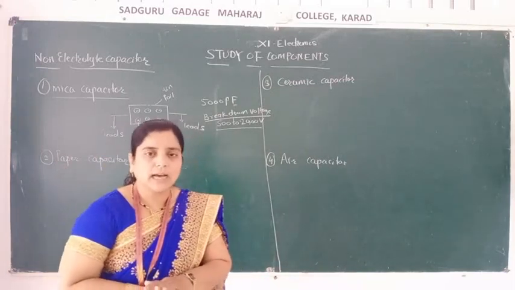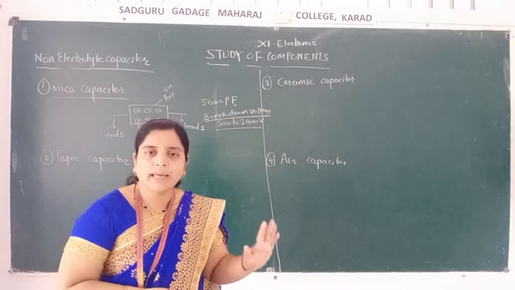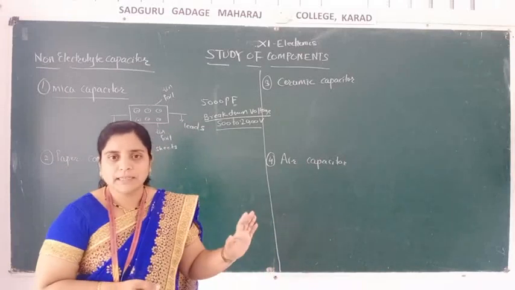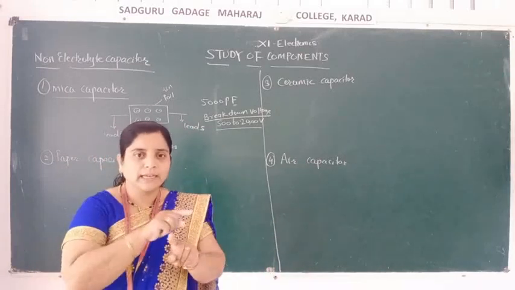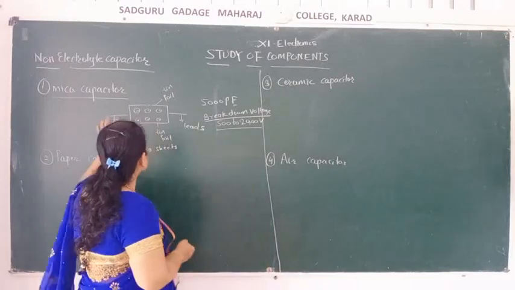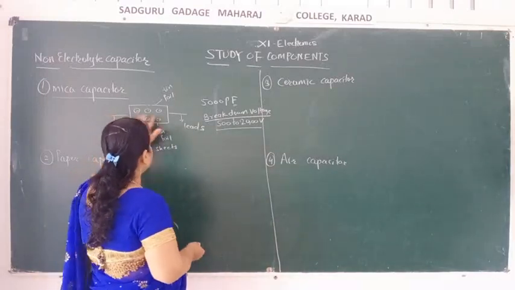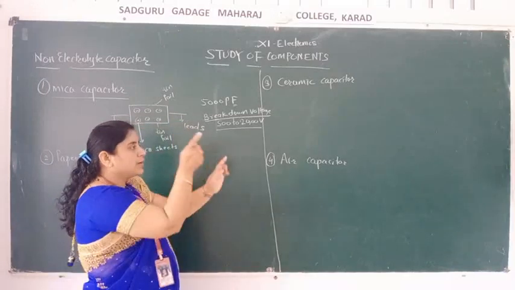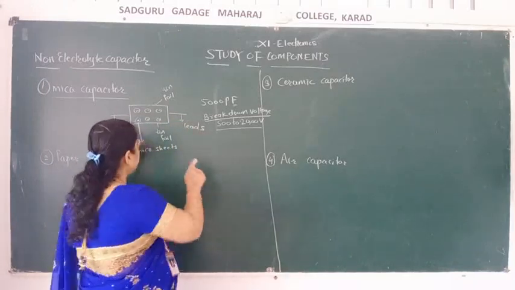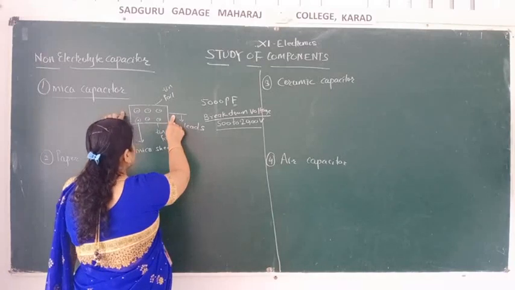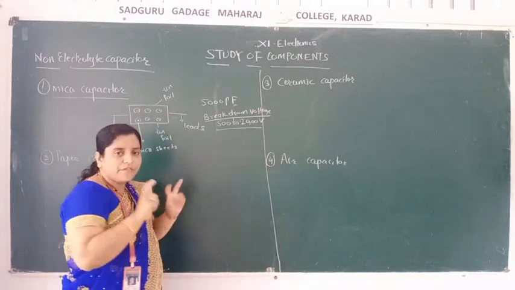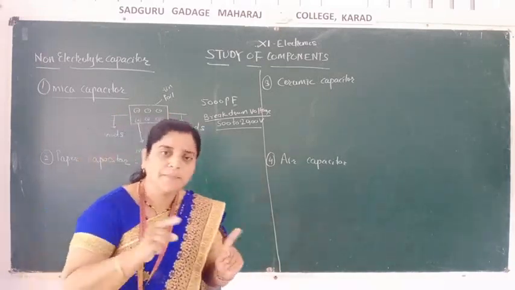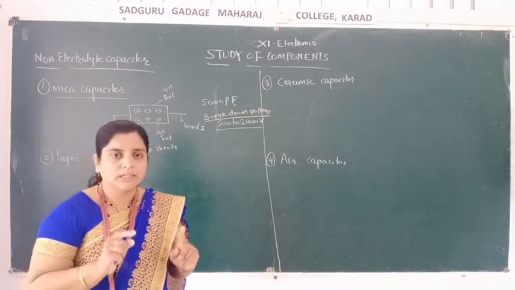Okay, so these are non-polar capacitors. No polarity is there, no fixed terminal is there. You can connect any terminal anywhere. This is one terminal, this is the second terminal. You can connect them as they are or turn it around. It is not positive or negative. It is called a non-polar capacitor or non-electrolyte capacitor.